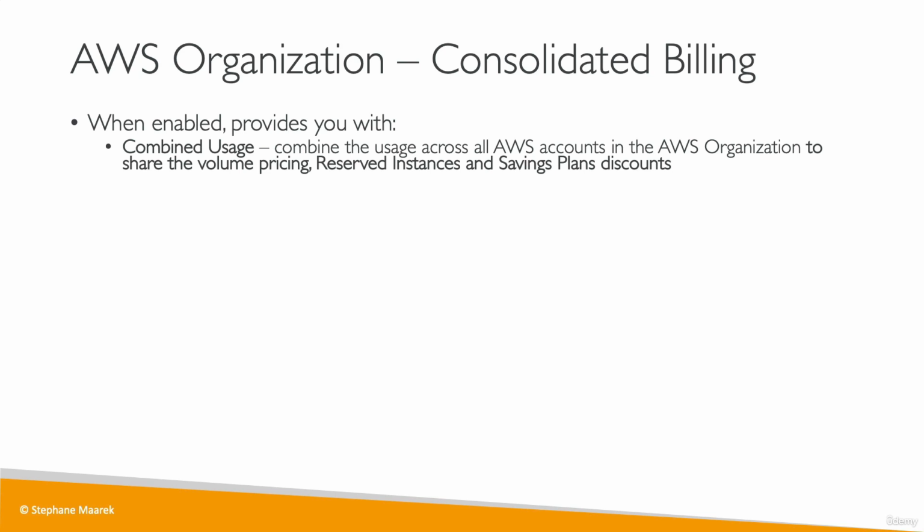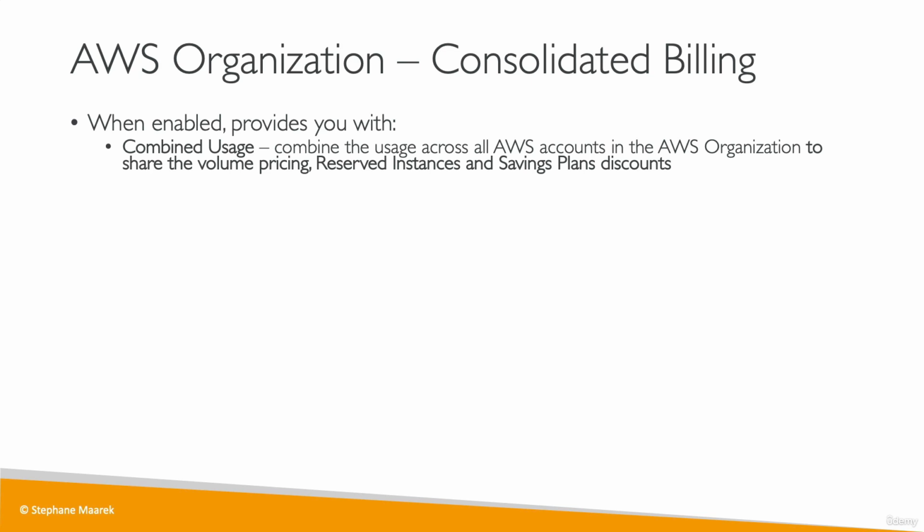For example, in Amazon S3, if you go over maybe 5 terabytes of data, then the next terabytes are going to be cheaper. Obviously, if you combine all your accounts together, and every account is using 1 terabyte of data and you have 6 accounts, then altogether they will be benefiting from the discount pricing. So the combined usage is very important.